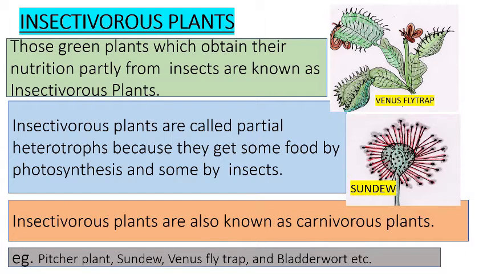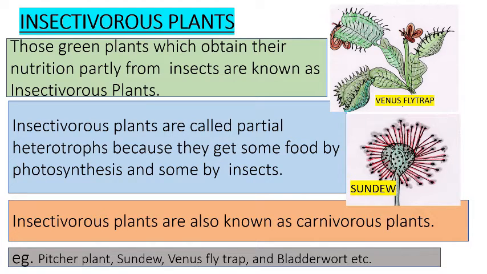In addition to parasitic and saprophytic modes of nutrition, there are also some other plants whose modes of nutrition are somewhat peculiar. These are called insectivorous plants and symbiotic plants.